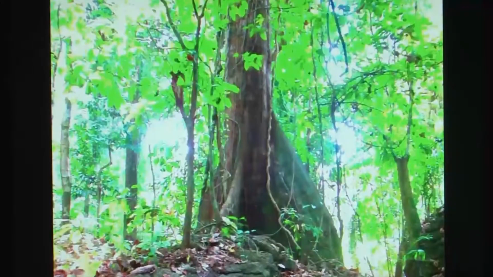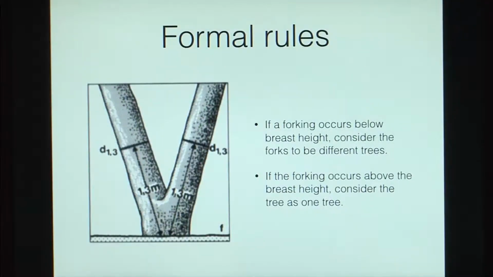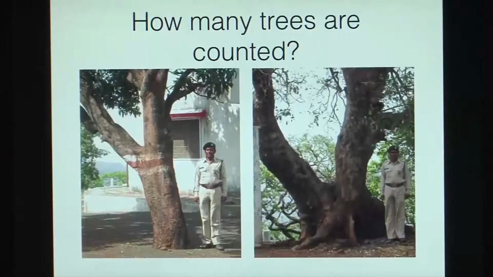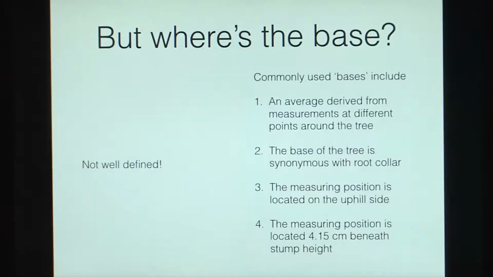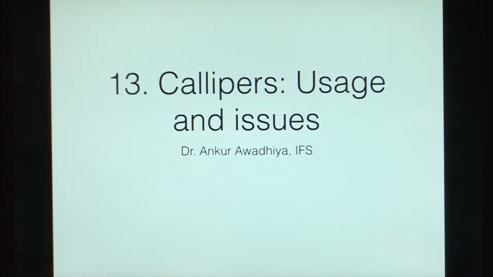Now, if your tree is forking, then if the forking starts before breast height, you take it as 2 trees, or else you will take it as 1 tree. So, in the left side figure it is 1 tree, whereas in the right side figure it is 2 trees. Now, the base is not very well defined.